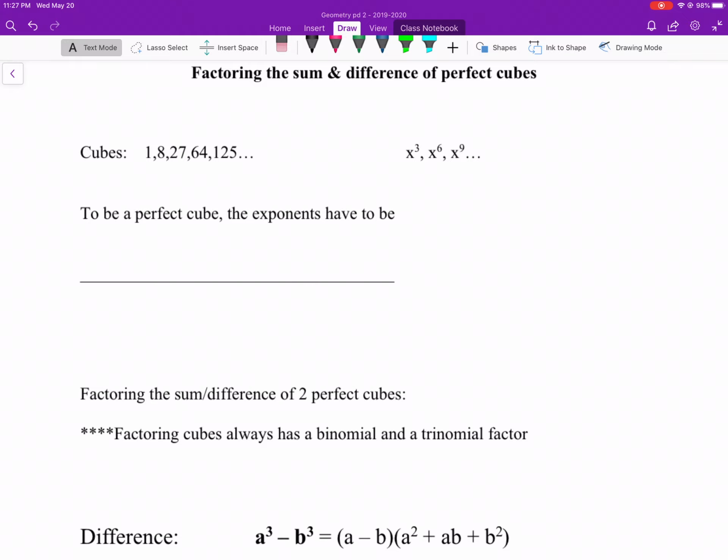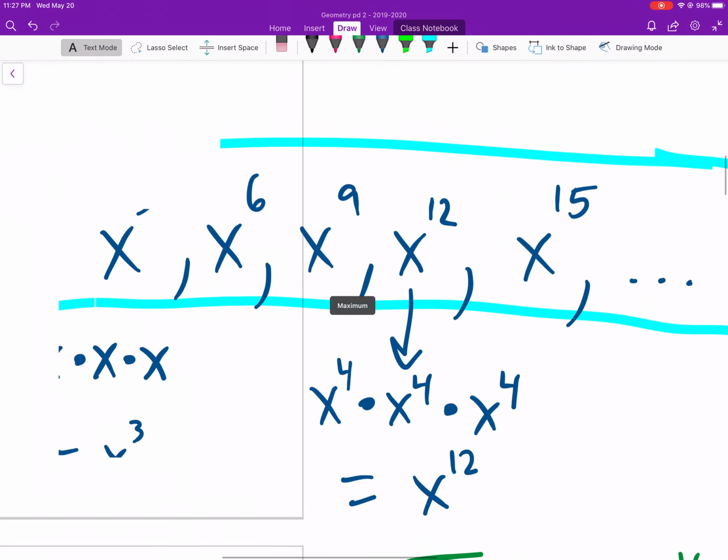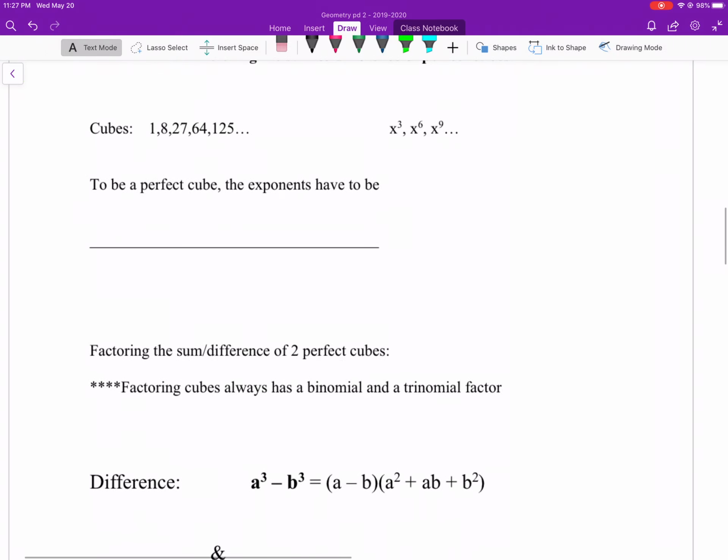Okay, to be a perfect cube, the exponents have to be what? So what are you noticing about these exponents? 3, 6, 9, 12, 15. The exponents have to be multiples of 3. 3, 6, 9, 12, 15, 18, 21, 24, 27, 30, and so on and so forth. So if it's a multiple of 3 for the exponent, it's a perfect cube.